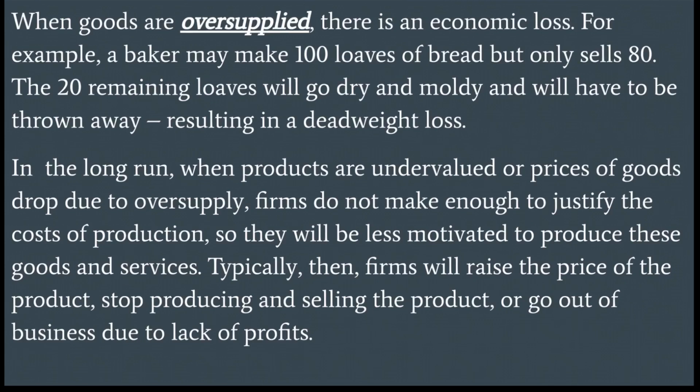For example, a baker may make 100 loaves of bread but only sells 80. The remaining 20 loaves will go dry and moldy and will have to be thrown away, resulting in a deadweight loss. In the long run, when products are undervalued or prices of goods drop due to oversupply, firms do not make enough to justify the cost of production, so they will be less motivated to produce these goods and services. Typically, then, firms will raise the price of the product, stop producing and selling the products, or go out of business due to lack of profits.